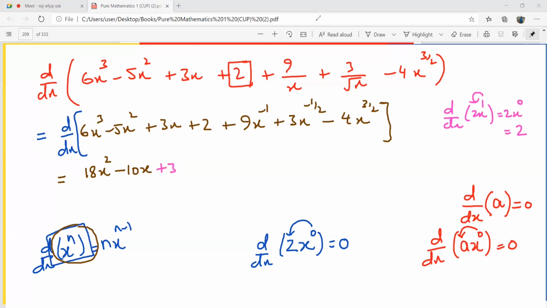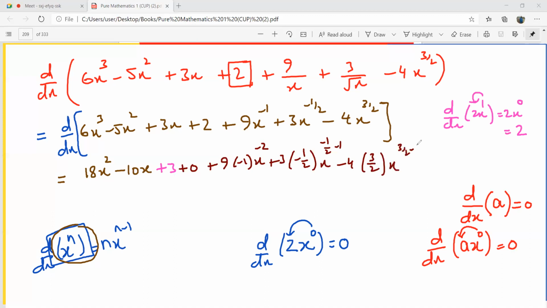The derivative of this 2 is going to be 0. And this one is going to be 9 into minus 1 into x raised to power minus 2. This is 3 into minus half and x raised to power minus half minus 1. This is minus 4 into 3 by 2 x raised to power 3 by 2 minus 1.